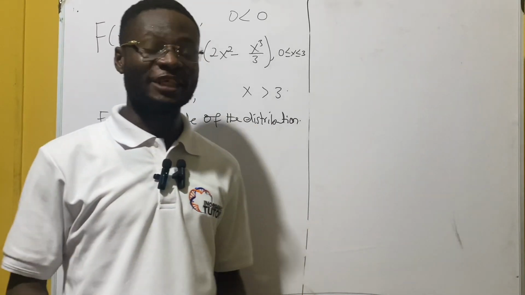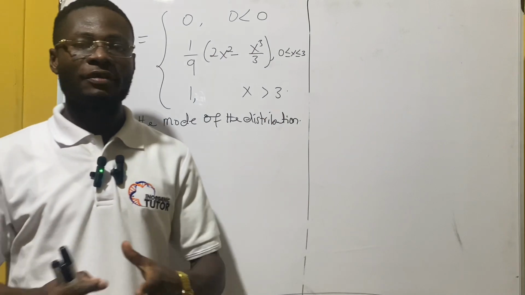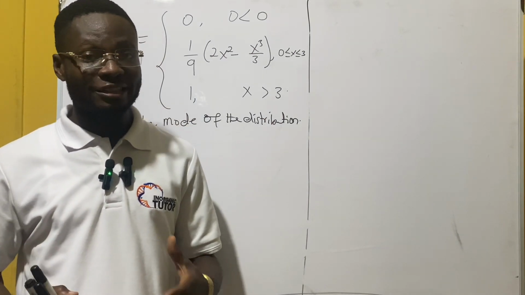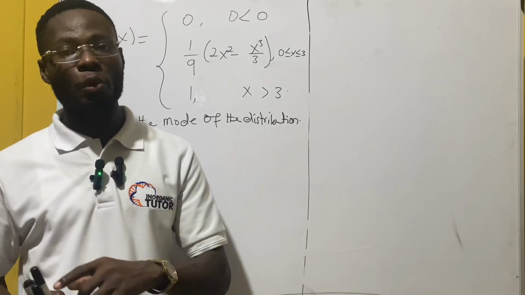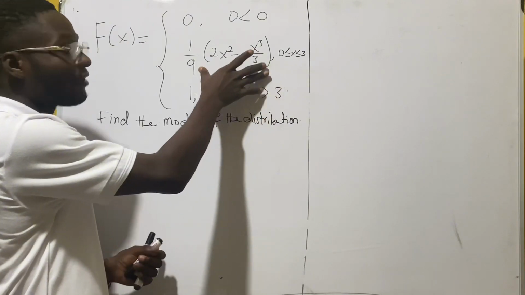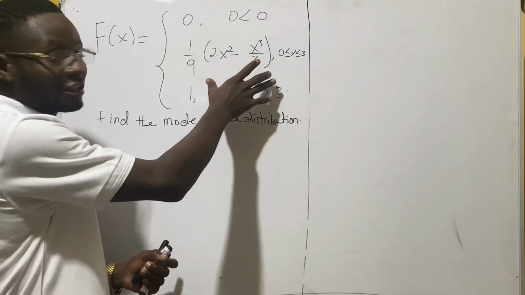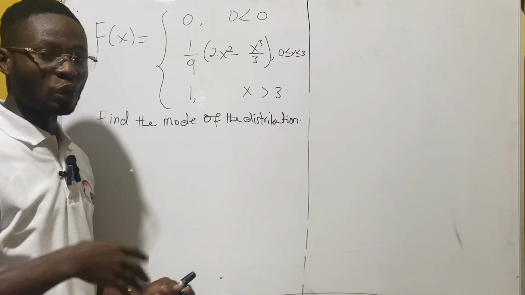Back to another video. In this episode, we are going to look at how we can find the mode of a particular distribution. Precisely, the distribution is in the CDF form, so we want to find the mode. How do we do this? So here we have this piecewise function in the CDF form, and we want to find the mode. So what do we do?